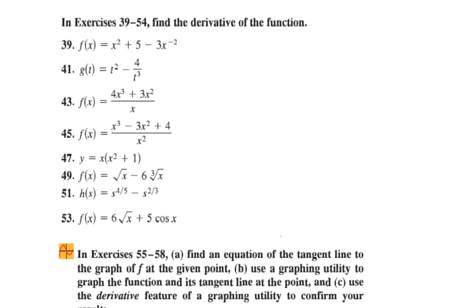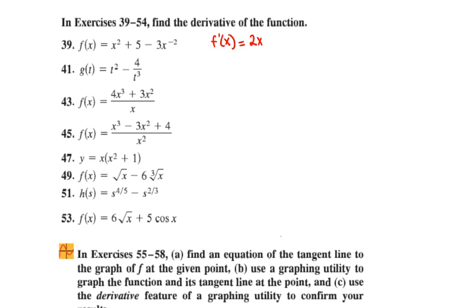In problems 39 through 53, we want to find the derivative of some more complex expressions. And so for the first one, we're going to apply the power rule directly along with the sum or difference rule. And we get f prime of x is equal to 2x, and the derivative of 5 is 0.